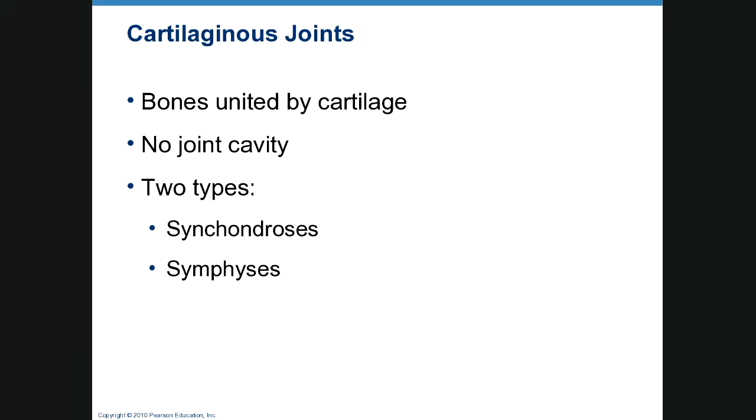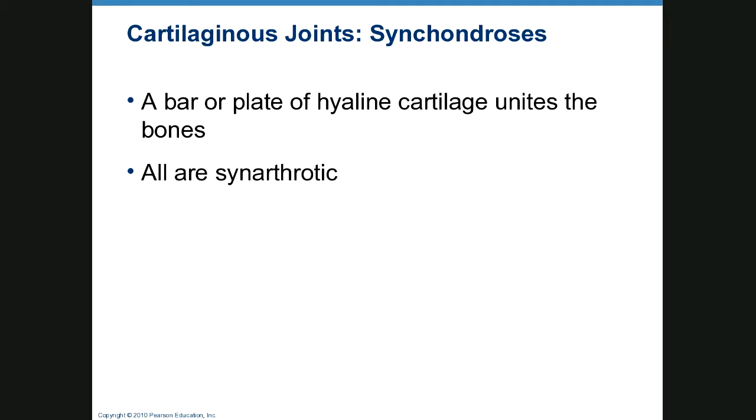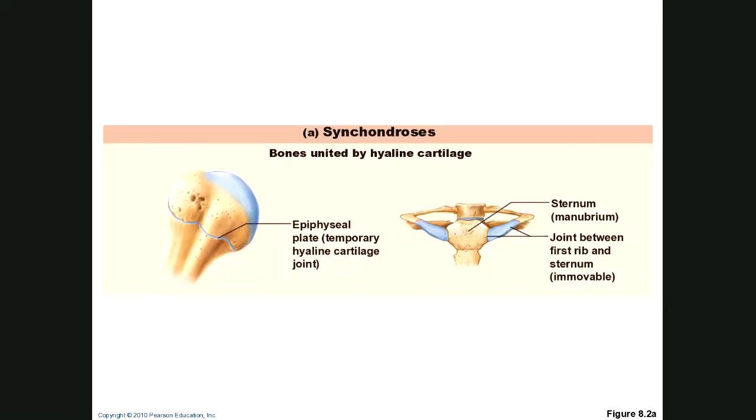Okay, cartilaginous joints. We have two types, again with no joint cavity: synchondrosis and symphysis. Synchondrosis is a bar or plate of hyaline cartilage uniting bone. And this is an example. Your epiphyseal plate, your growth plate, is actually a temporary joint. And here's the manubrium of your sternum, and this is the first rib.